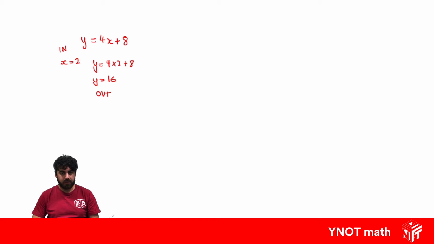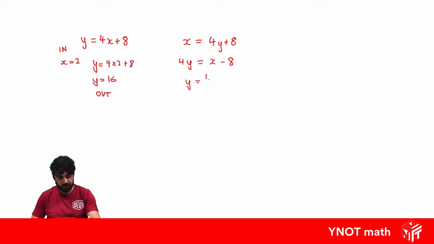And the way we do that is we just swap the variables x and y around. So wherever you see y, we put x, and wherever we see x, we put y. And then you just make y the subject. So if we minus 8 from both sides, we get 4y equals x minus 8, and then divide everything by 4. We'll get y equals a quarter x minus 2.